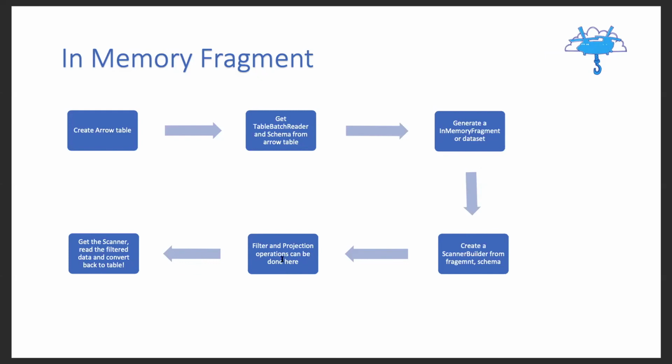Because with the help of these functions and methods, we won't need to write our own implementation for such things. And its Arrow native method is quite safe and faster to use. So at last we can get the scanner, read the filtered data, and convert it back to a table to get our data. So this is the basic flow for the new data operations.